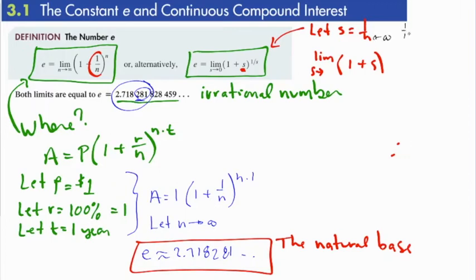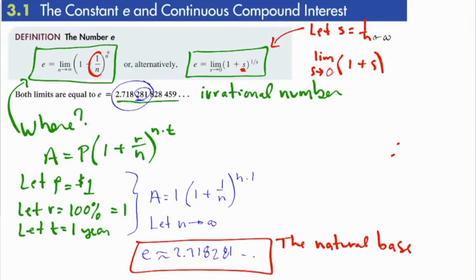So 1 over 1 is 1. 1 over 10 is 0.1. 1 over 100 is 0.01. We see that as n goes to infinity and the numerator stays at 1, we're getting closer and closer to 0. So that means that s is approaching 0. Great, we've got that fixed.